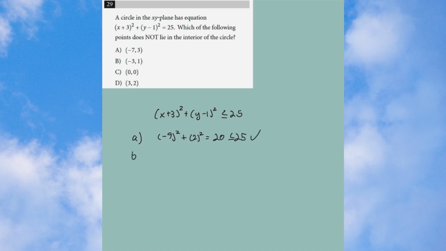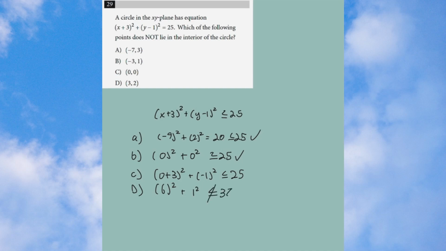Yep, A is inside. B, negative 3 plus 3 is 0, plus 0. Is that greater than 25? No, it is less than or equal to 25. C, 0 plus 3 squared is 9, plus negative 1 squared is 1. Of course, this is going to be less than or equal to 25. And then D, we have 6 squared plus 1 squared, which is not less than or equal to 25. It's 37, actually. So our answer is D.